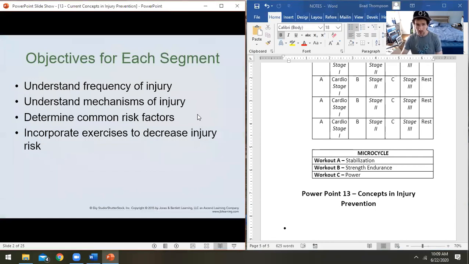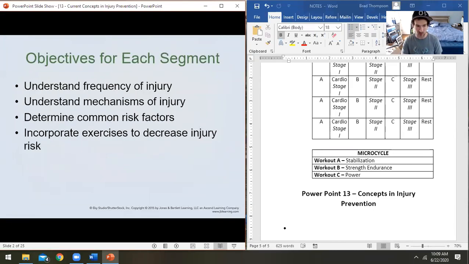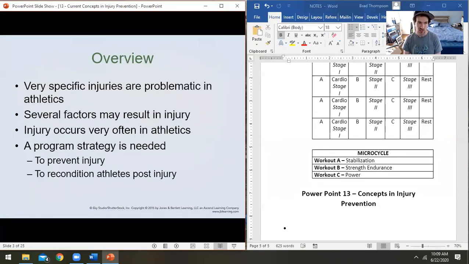We want to be able to understand the frequency of injuries and how they are problematic in the world of athletics, the mechanism that causes a lot of those injuries, what some of the risk factors are, and how to incorporate specific exercises to combat those injuries. So obviously injuries are super problematic for literally everybody, but this book is like, but it ruins your athlete's season. It's like, yeah, they're bad for everyone.